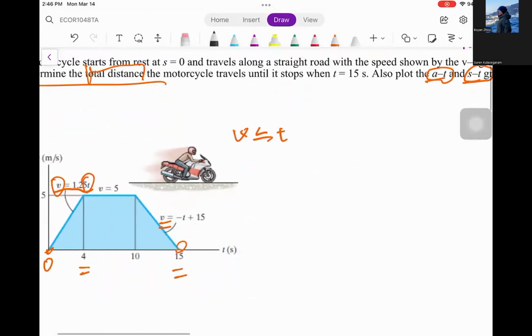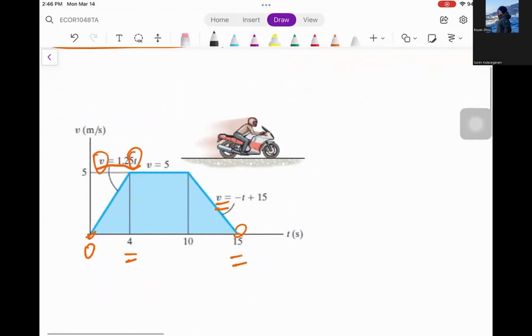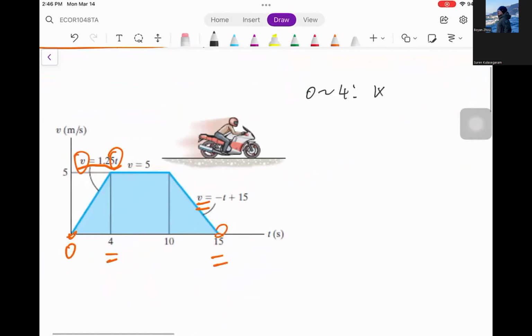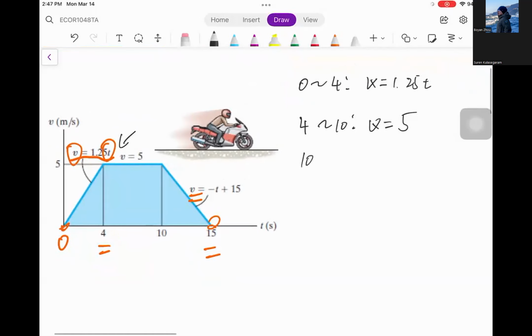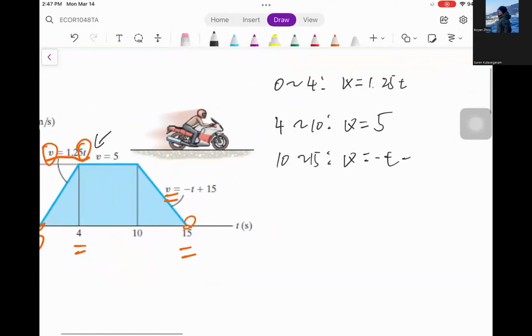I'm just writing down the known conditions from the graph. From 0 to 4 seconds, the velocity is equal to 1.25 t. So that is from here. And from 4 seconds to 10 seconds, the velocity is a constant, 5 meters per second. And from 10 seconds to 15 seconds, the velocity as a function of time is negative t plus 15.